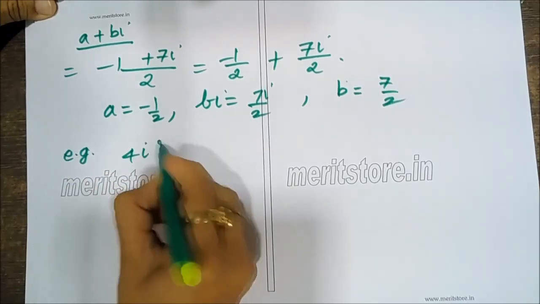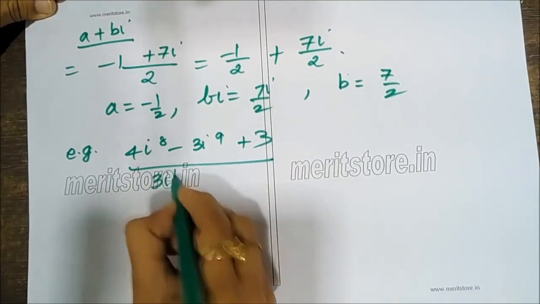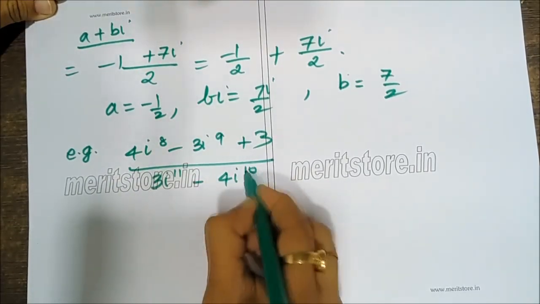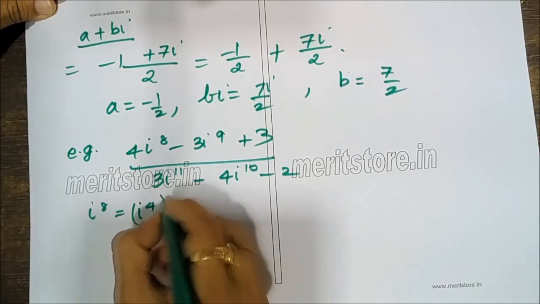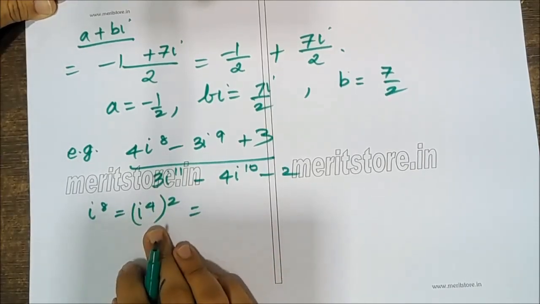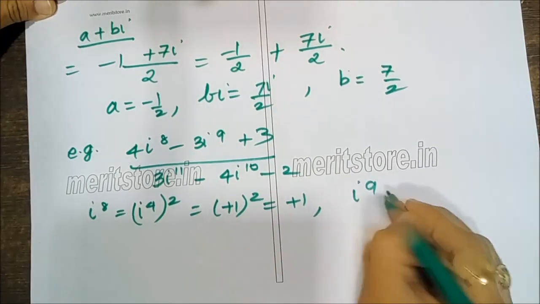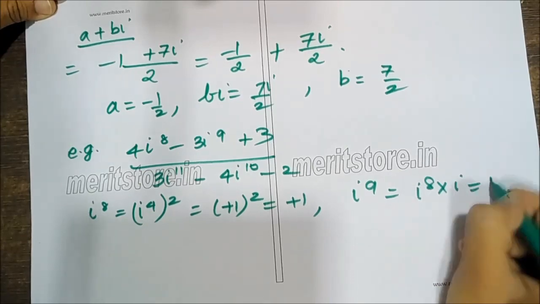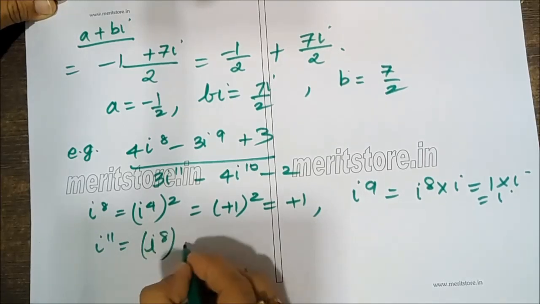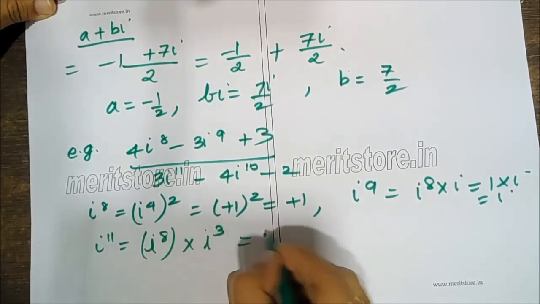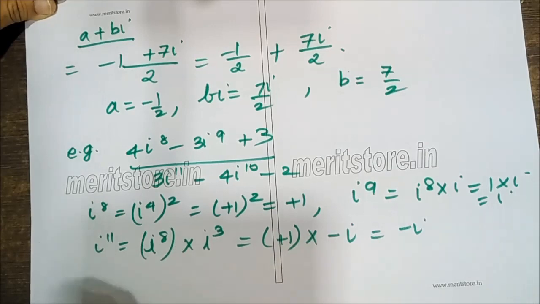One more example, (4i^8 - 3i^9 + 3) upon (3i^11 - 4i^10 - 2). First of all, we have to find the values. i raised to 8 is i raised to 4 whole square. Any multiple of 4, your answer will be positive 1. i raised to 9 is i raised to 8 into i, that is 1 into i is i. i raised to 11 is i raised to 8 into i raised to 3, that is positive 1 into minus i is equal to minus i.